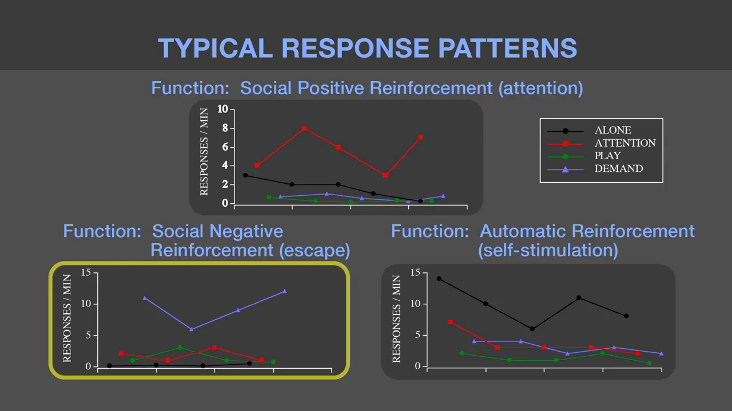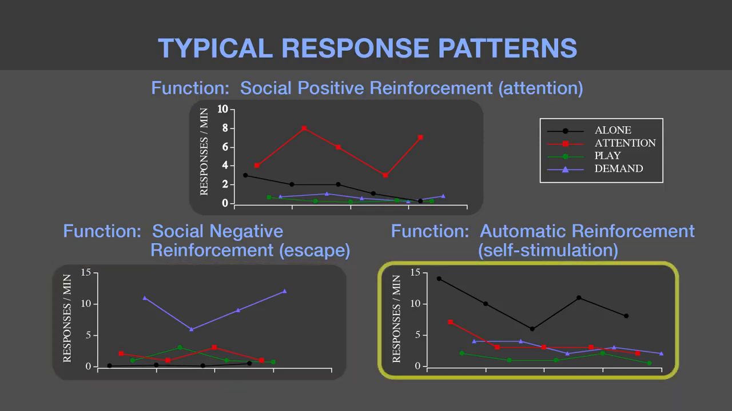So we would say that the function of this behavior is social negative reinforcement, that is, escape from task demands. And the data on the bottom graph show yet a different outcome. The highest rate of problem behavior is occurring in the alone condition. So we would say that that behavior is maintained by automatic reinforcement, or it is, in quotes, self-stimulatory behavior.